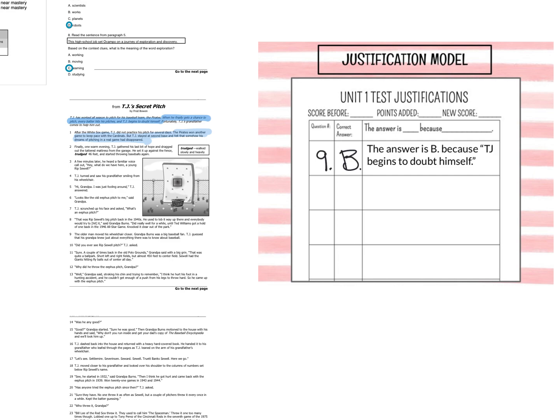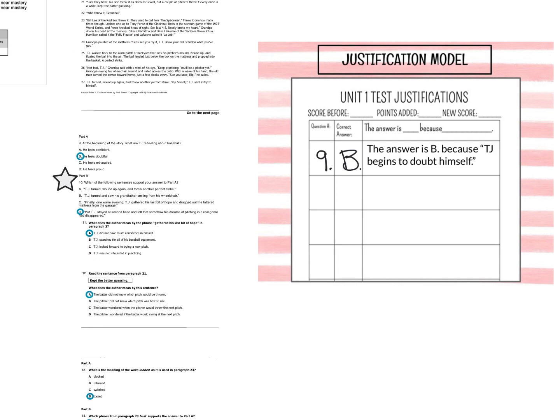So now let's go back to that question that we're trying to solve, number 9. At the beginning of the story, what are TJ's feelings about baseball? He feels doubtful. So now I have the answer is B because TJ begins to doubt himself. Now I need to explain how that proves what he's feeling. So I'm going to add that to my answer or my justification. The answer is B because TJ begins to doubt himself.